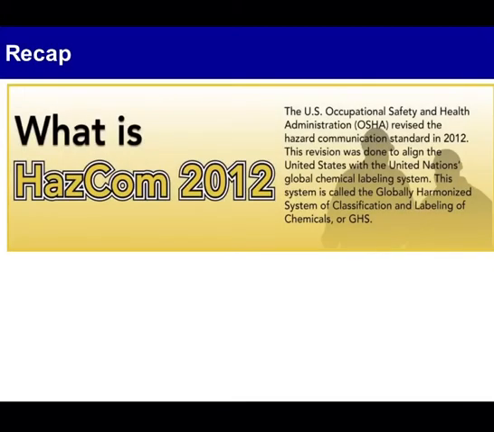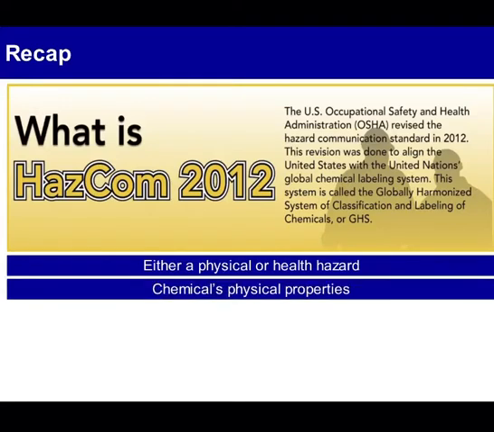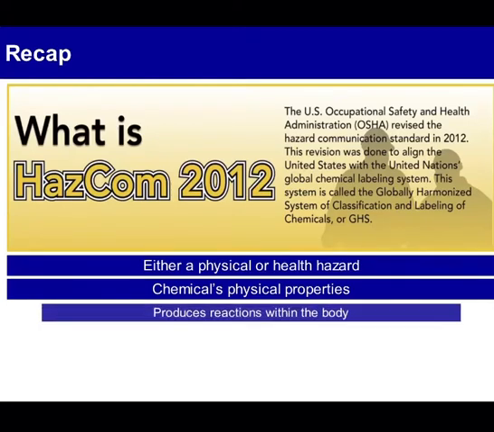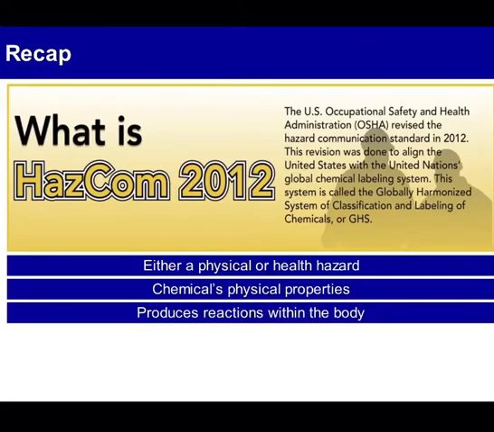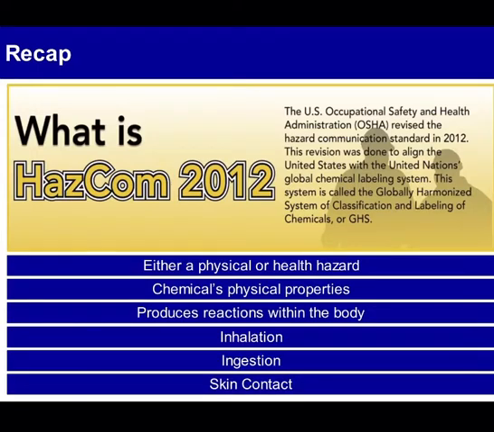That's all for Lesson 1, Hazardous Chemicals. To review the main points, in order for a chemical to be classified as hazardous, it must have either a physical or health hazard associated with its use. A physical hazard deals with a chemical's physical properties, and a health hazard produces reactions within the body. There are 3 primary routes of entry for a hazardous chemical into the body: inhalation, ingestion, or absorption. Personal protective equipment provides a barrier to the routes of entry and helps protect you from exposure to hazardous chemicals.